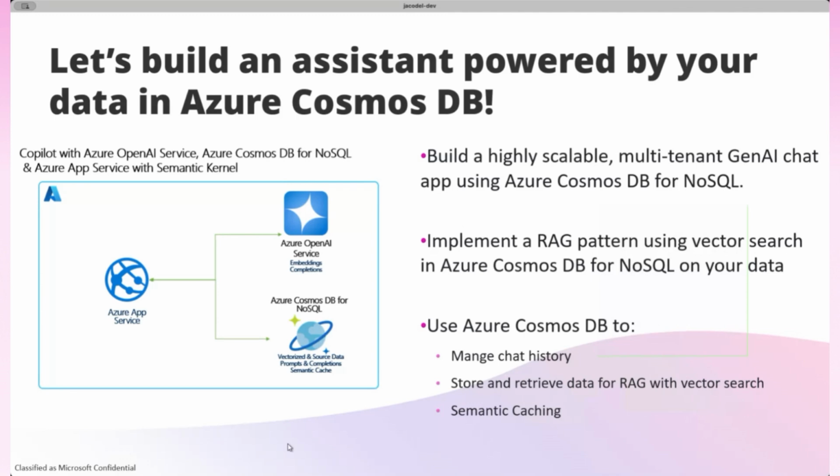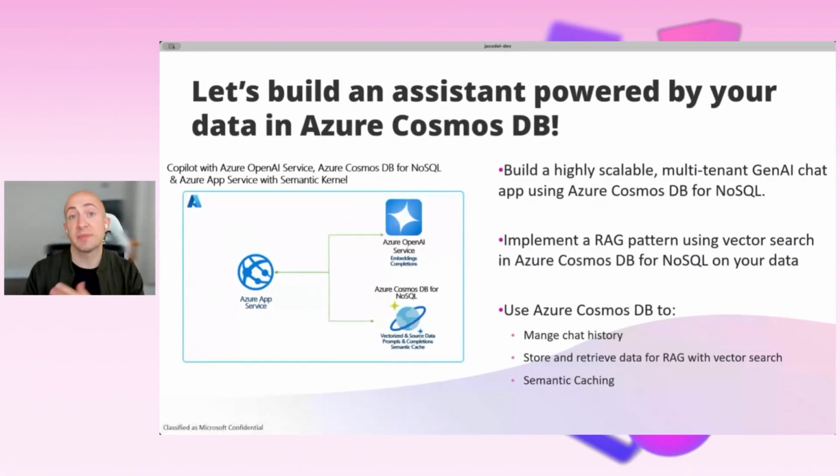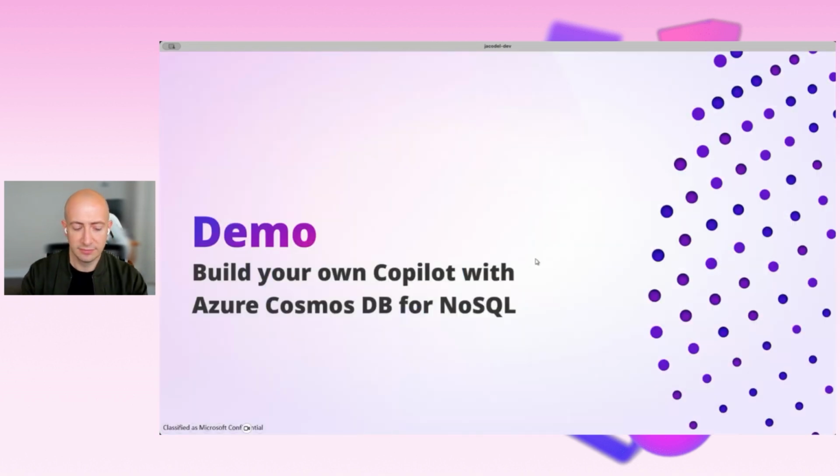So we'll store things in Azure Cosmos DB here. We'll leverage Azure App Service to deploy our application. And then we'll also leverage the Azure OpenAI service. And we'll do this for creating our vector embeddings and for generating our completions or our responses from large language models. All right, cool. So let me switch over here.